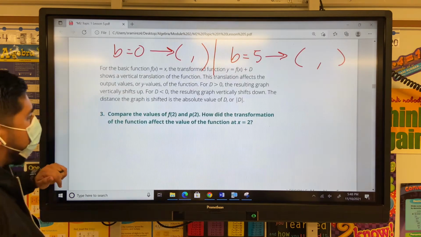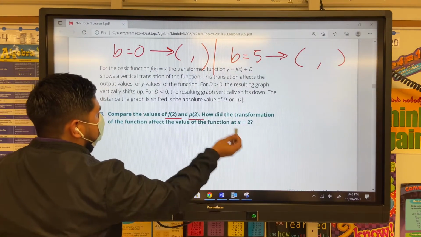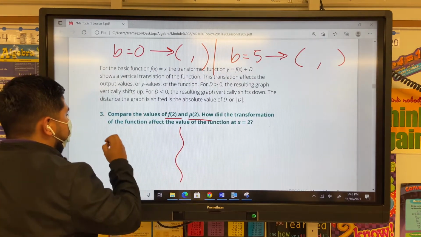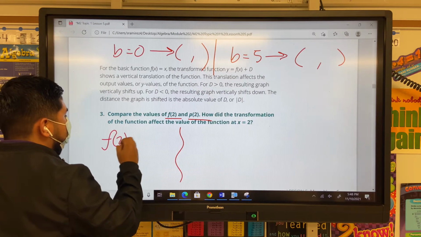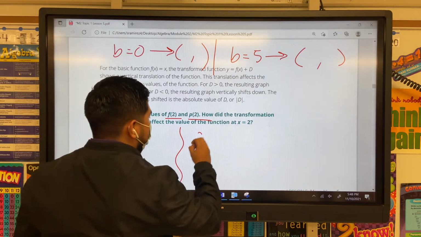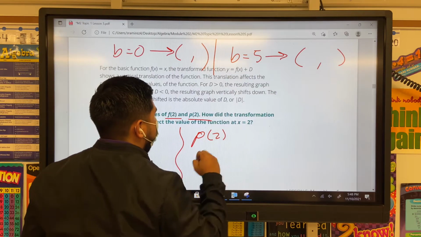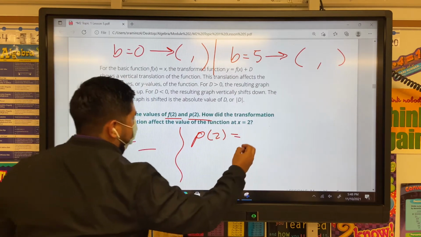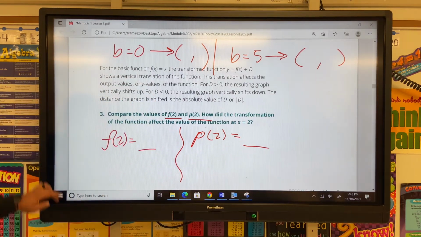If we compare the two values of f of 2 and p of 2, I want you to look at the table. Tell me what you see for 2. And tell me what you see for p of 2. Look at those numbers. Definitely try it on your own. Okay.